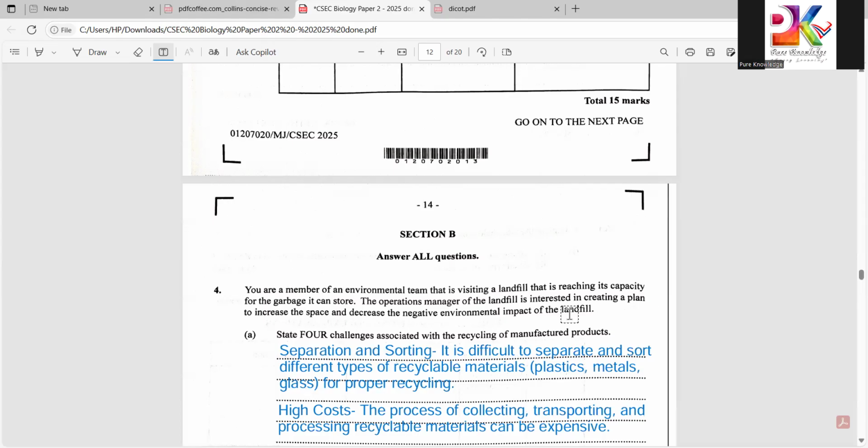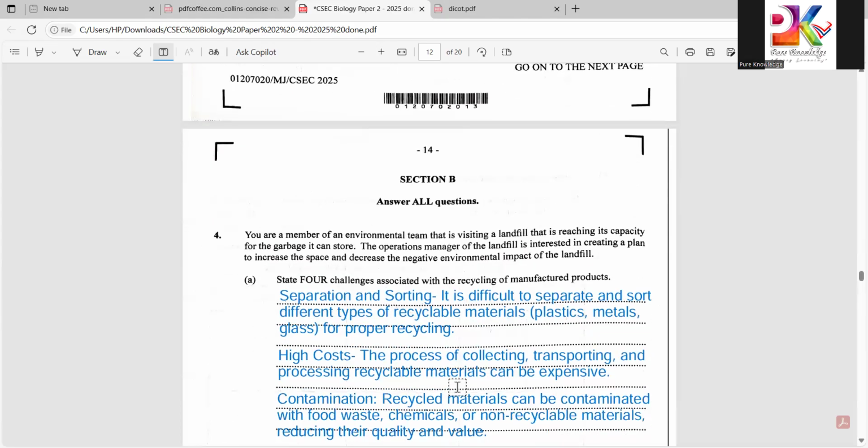Well, high cost, right? The process of collecting, transporting, you have to pay garbage men, you have to pay crew people, right? And then the processing of recycling materials can be very, very expensive, right? So high cost. Then separation and sorting. Sometimes it's very difficult, right, to separate and sort different types of recycling.